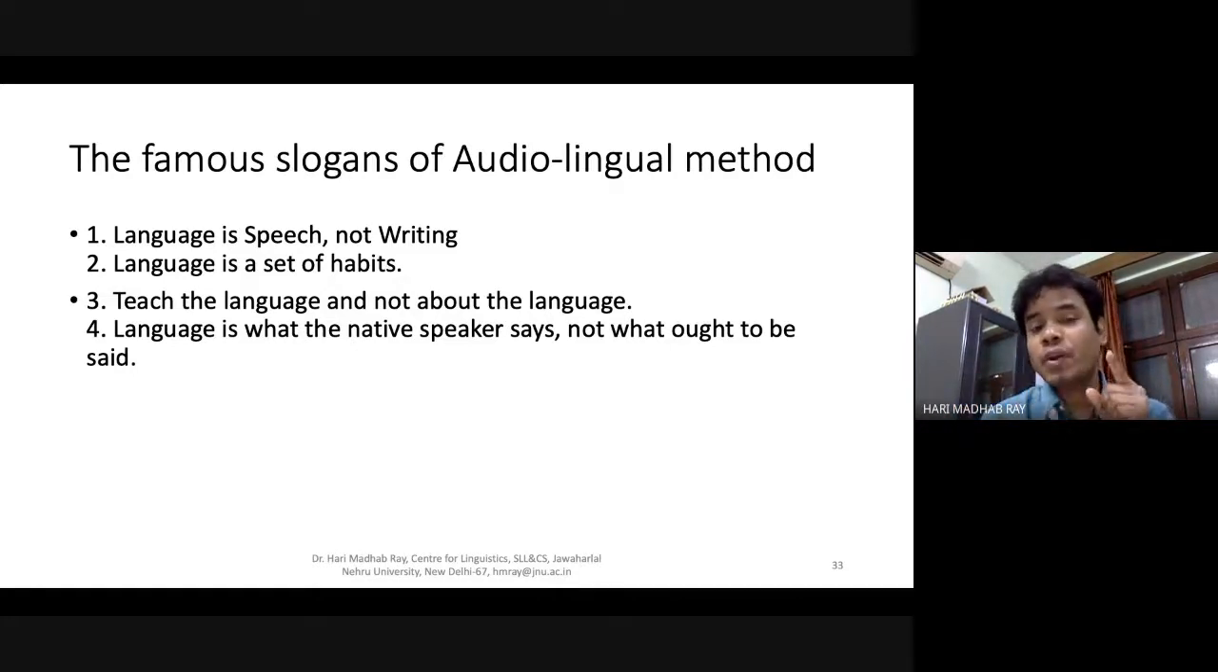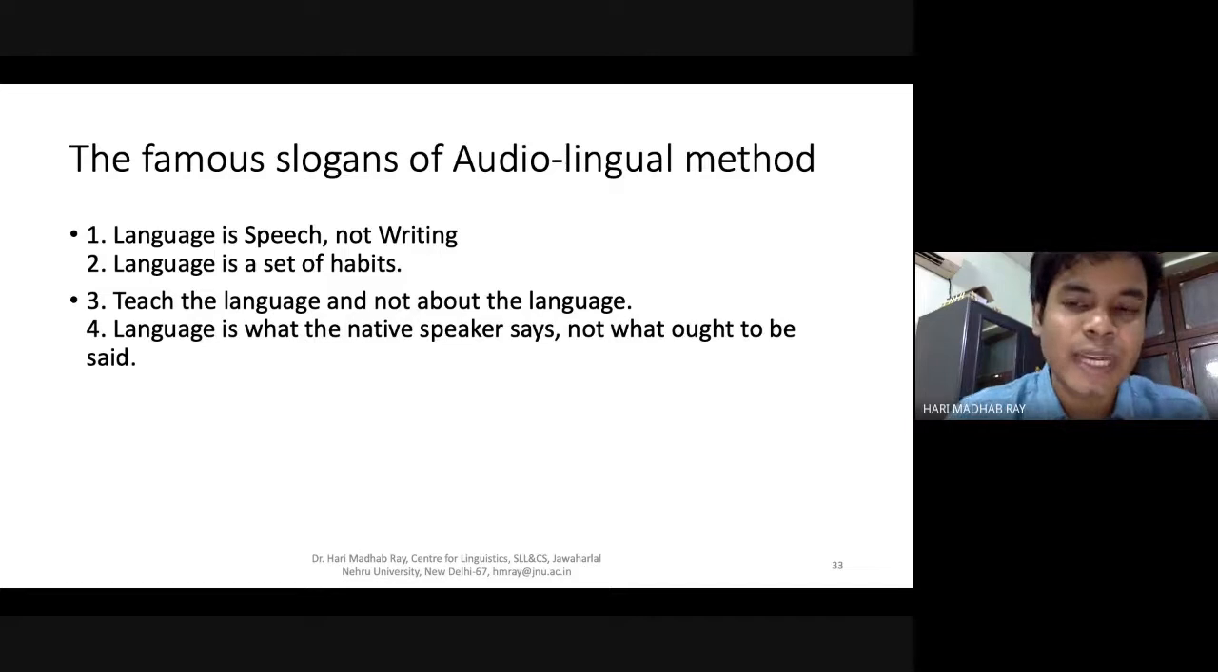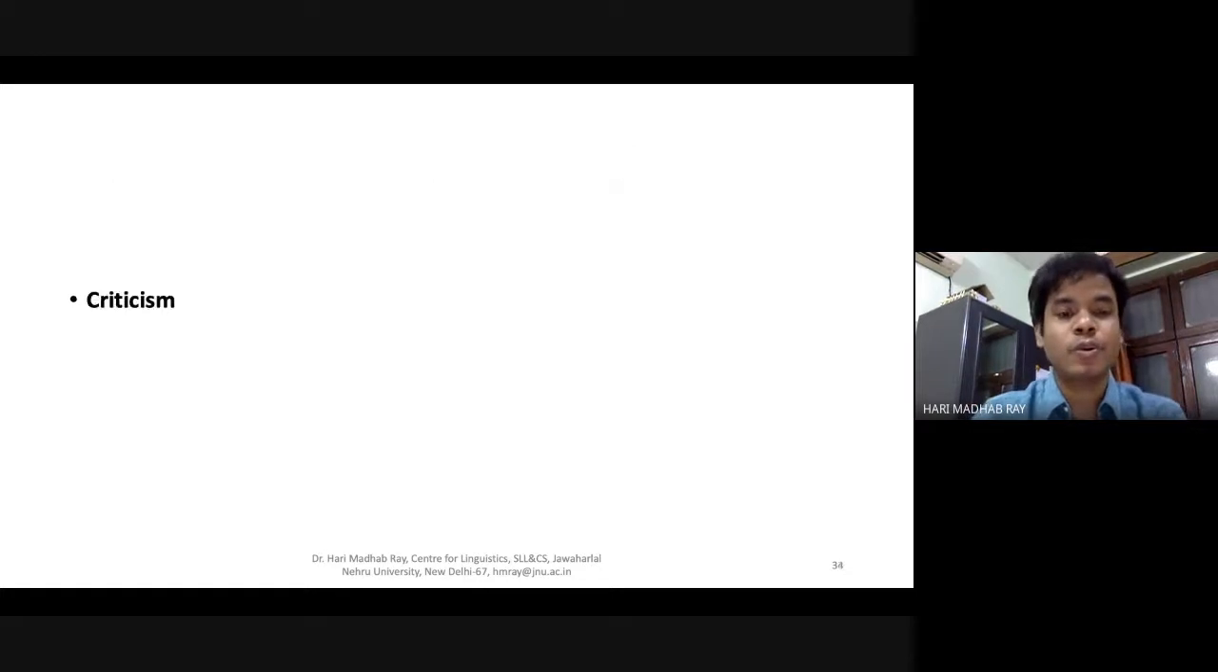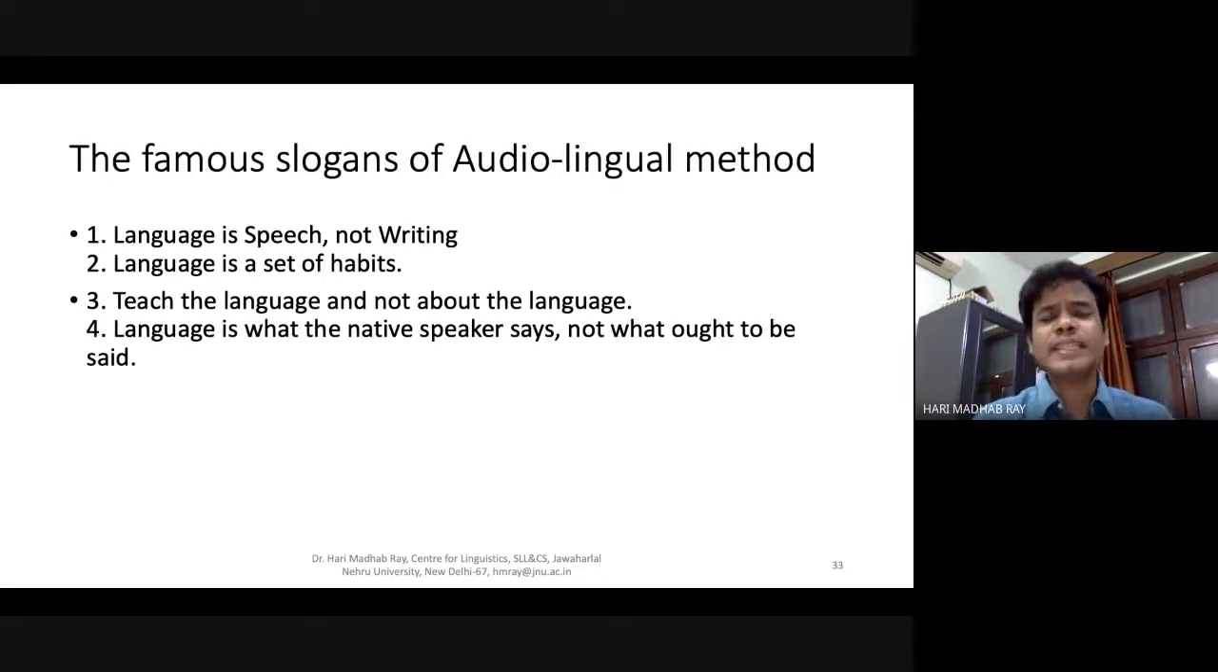Again, to some extent, the audiolingual method is also questioning the prescriptive tradition. Try to understand that, because in the prescriptive tradition, we have seen that there is a prescribed textbook, the kind of grammatical rules which were introduced there. We do not have those rules in practice. We do not use those rules in our day-to-day life. So their understanding is that language is what the native speaker says, not what ought to be said. So this is where it gets really interesting: these are the four famous slogans. These are some of the key assumptions, the main principles of the audiolingual method.